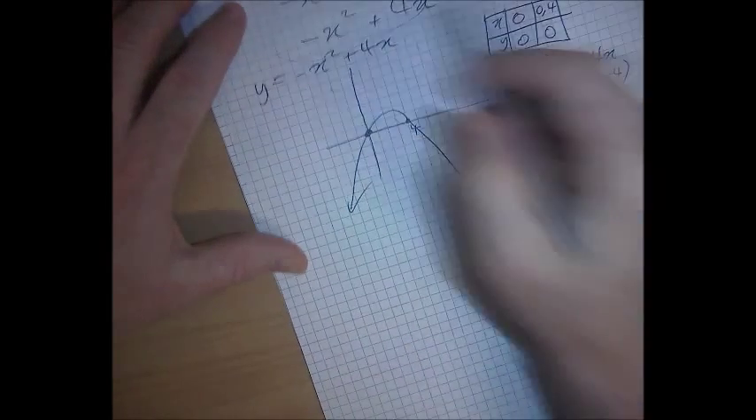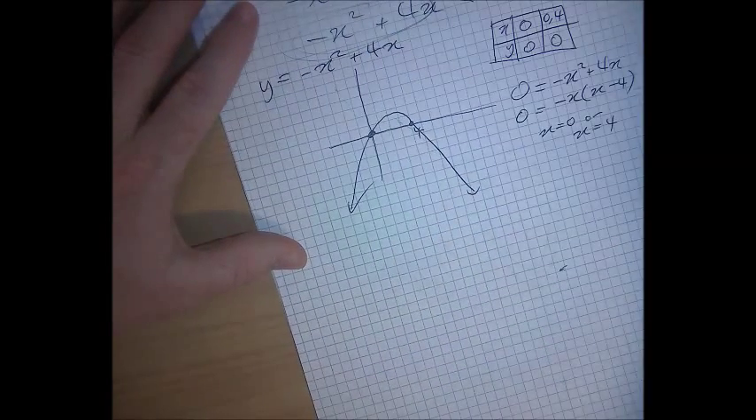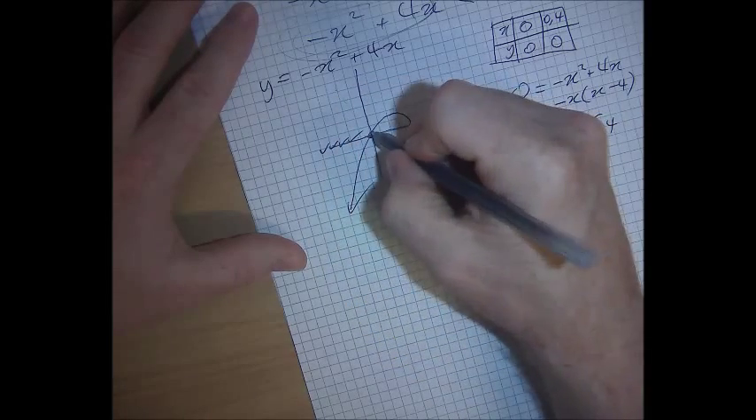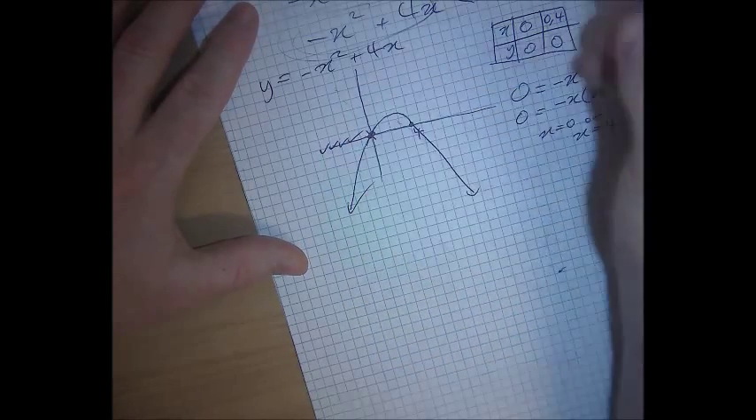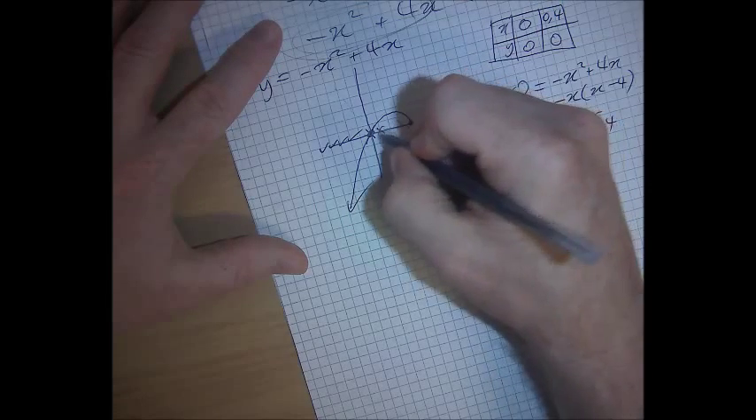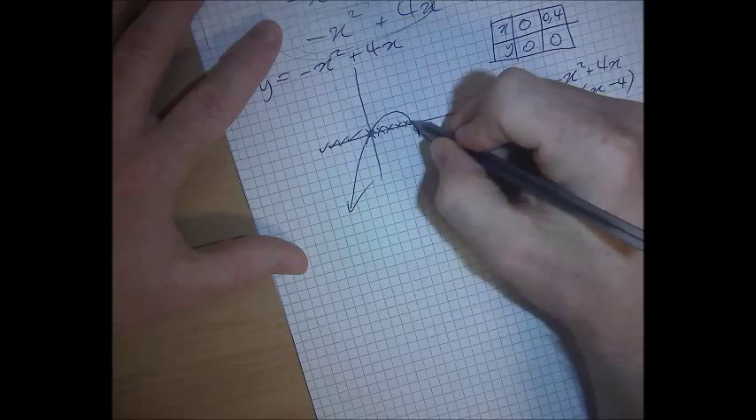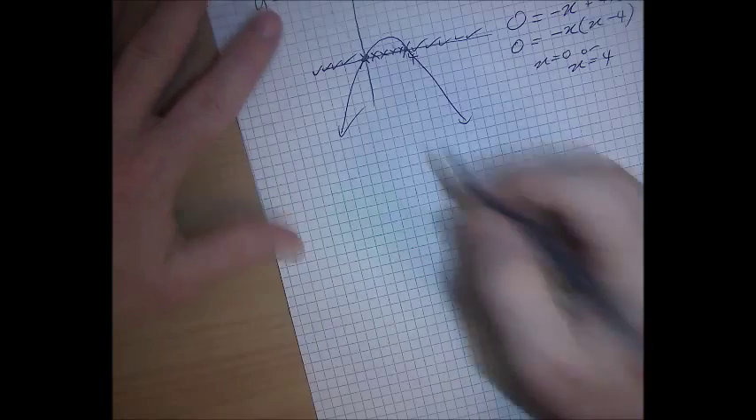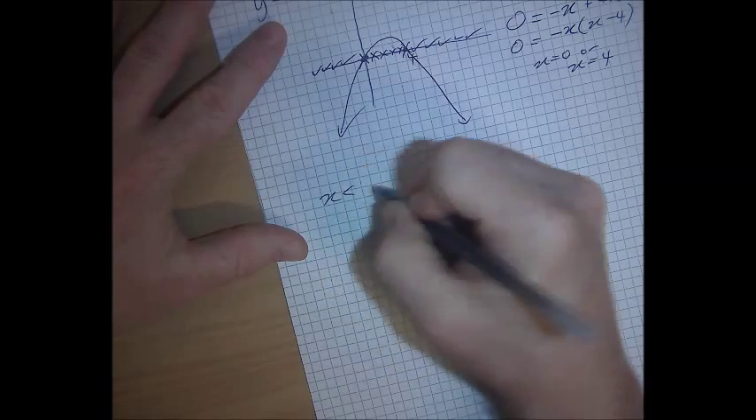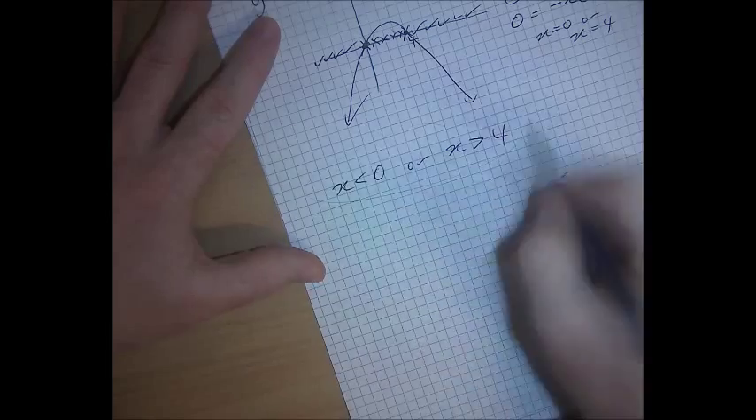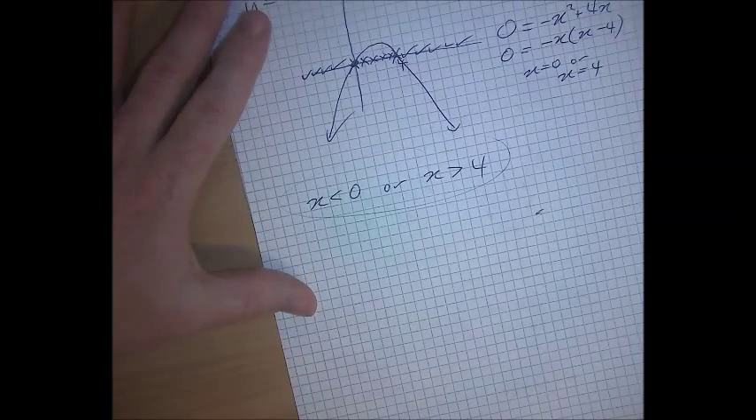So when is that graph less than 0? So here, yes. Is it less than 0 there? No, because it needs to be properly less than 0, not on 0. So it's no. Still no there at 4, then yes. So that's the picture answer. The algebra answer is x is less than 0 or x is greater than 4. And that's the solution to the inequality.